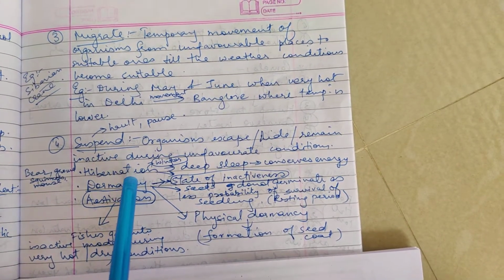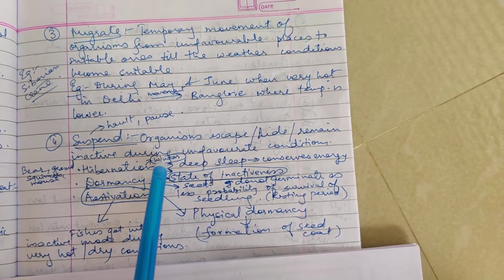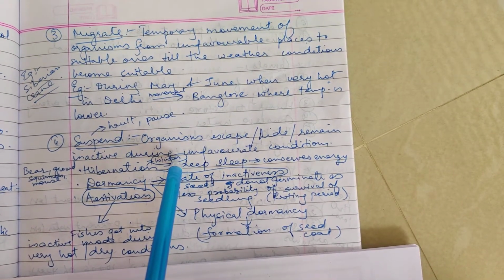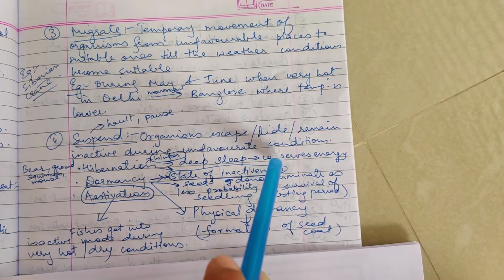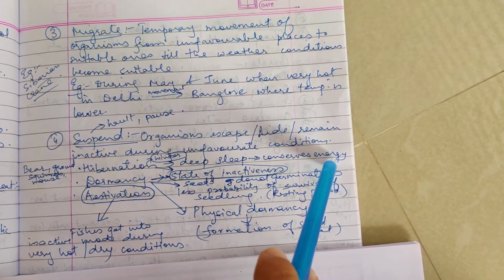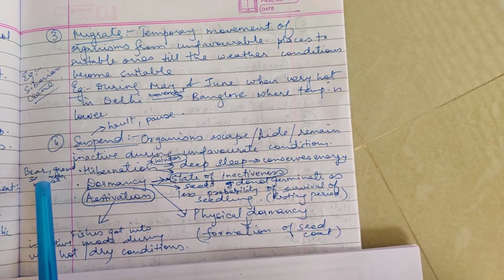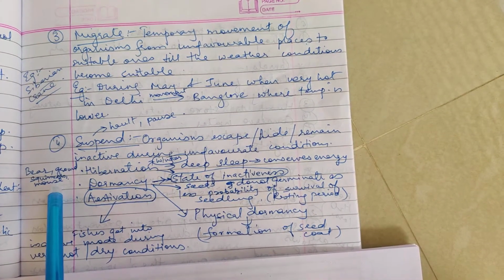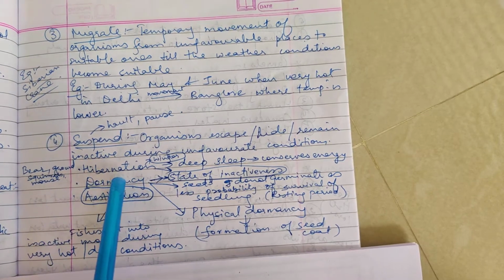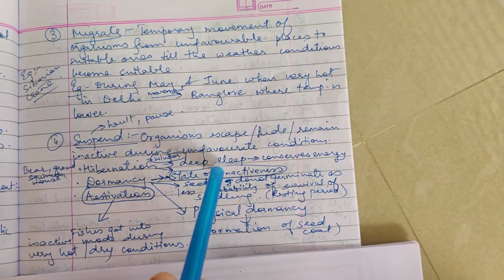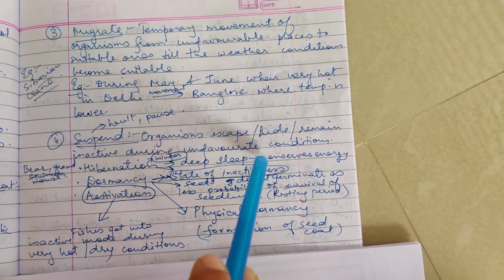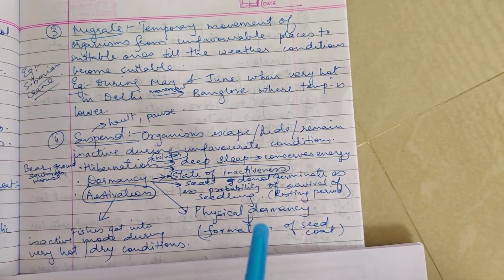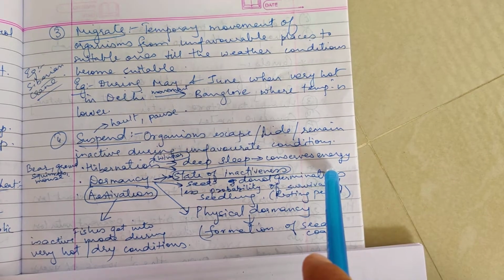The first one is hibernation, which means winter sleep. During winters the organisms undergo deep sleep so they can conserve energy. For example, the bear, ground squirrels, and mouse all undergo deep sleep during the winter season. When the temperature is very low, they sleep for the complete season and conserve energy.